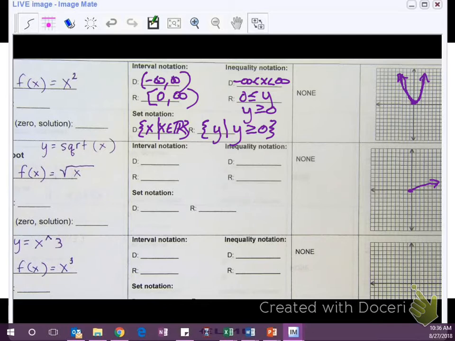So both our domain and our range start where? 0. And included or not included? Included. So we go from 0 to infinity for the domain and from 0 to infinity for the range. Please remember that you only have parentheses next to the infinity symbol.